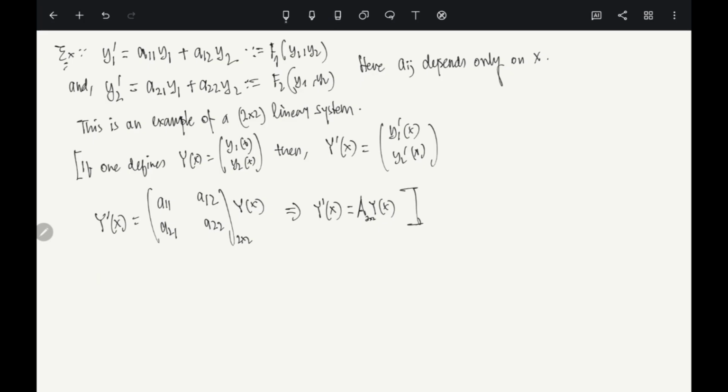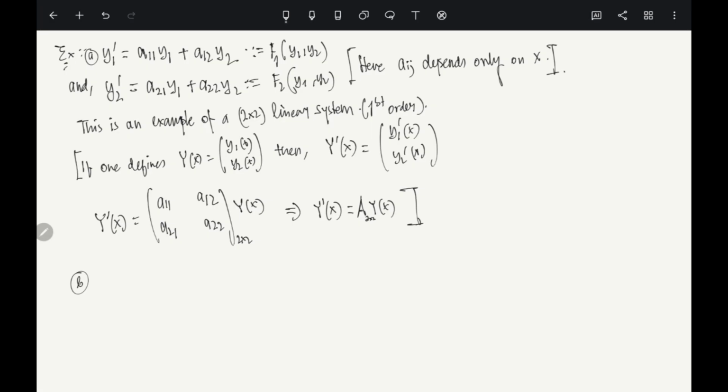Let's look at a non-linear system then. First of all, what is the order of this system? You do realize that only one derivative is involved, so it is a first order 2 cross 2 linear system. This is just our definition.